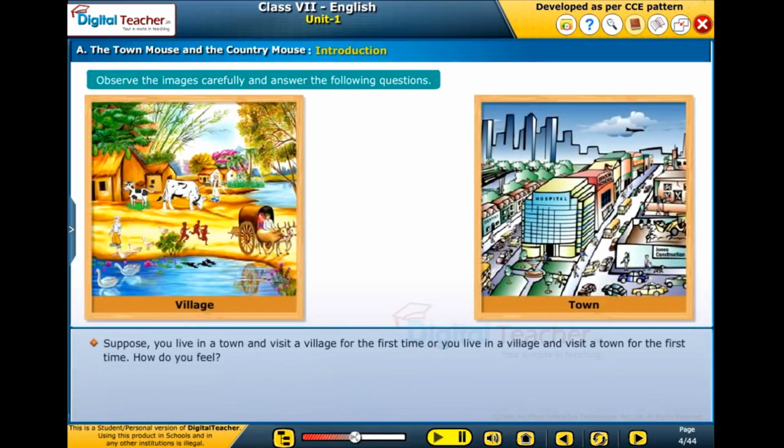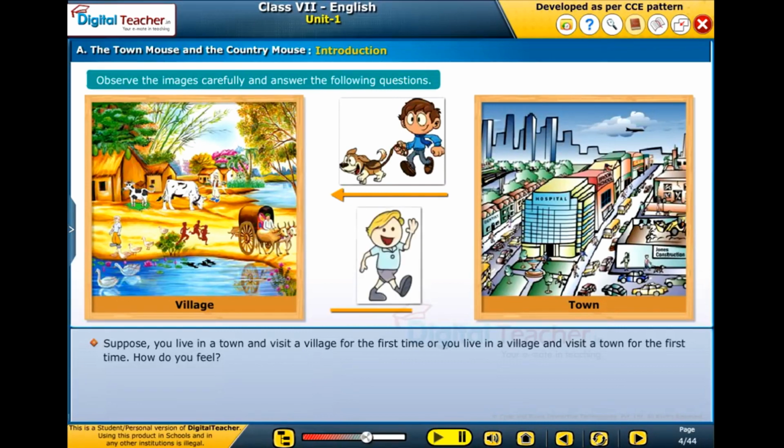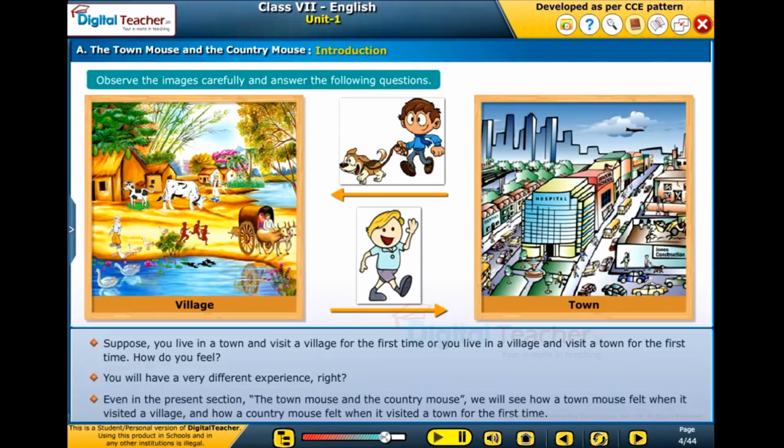Suppose you live in a town and visit a village for the first time, or you live in a village and visit a town for the first time. How do you feel? You will have a very different experience, right? Even in the present section, the town mouse and the country mouse, we will see how a town mouse felt when it visited a village and how a country mouse felt when it visited a town for the first time.